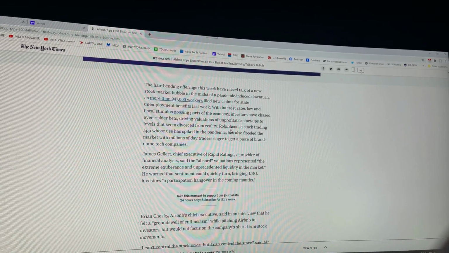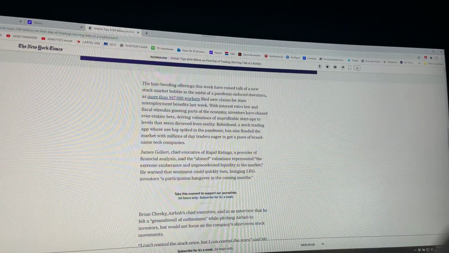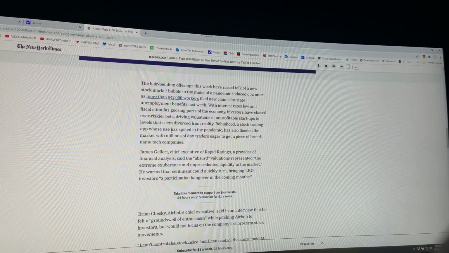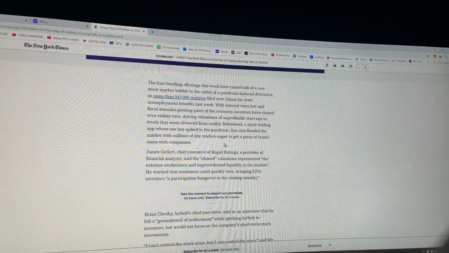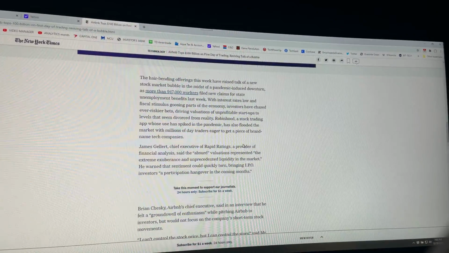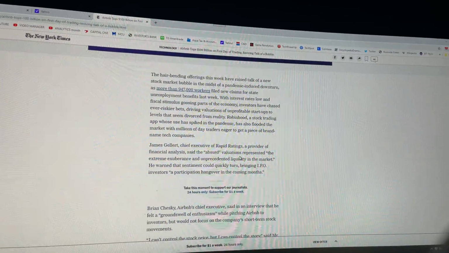As it mentions here, which I don't even have to read, and I already know what it's going to say, a lot of the people who've been buying Airbnb are trading on Robinhood. So just by seeing that word, I basically already know what they're going to say. Robinhood, a stock trading app whose use has spiked in the pandemic, has also flooded the market with millions of day traders. Most of the people who are buying into Tesla, Apple, they did so during the stock split. They thought they were going to flip their money. If they bought into Tesla, they did. If they bought into Apple and they did it early enough, yes, they did. But most of these people are coming from Robinhood. As you see, I don't trade off of Robinhood. I do E-Trade and I do TD Ameritrade.